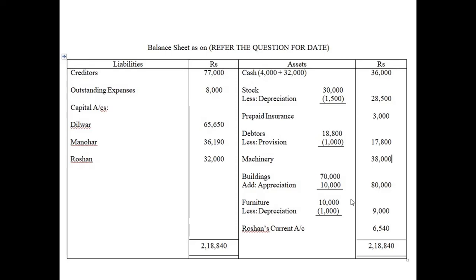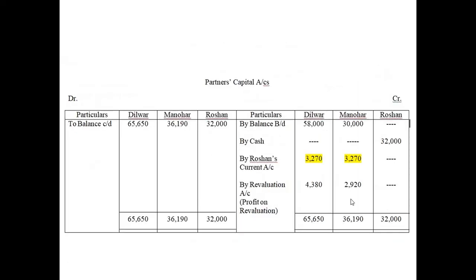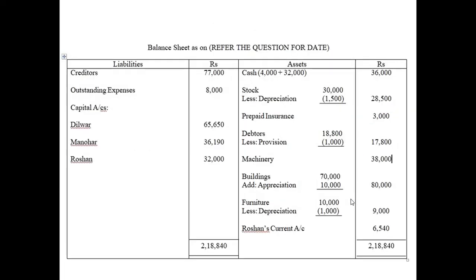Anyway, debtors are to be subtracted because we have a provision of 1,000. It will be 17,800. Machinery, there is no adjustment. We write the amount directly, 38,000. Buildings are to be appreciated by 10,000, so it will be 80,000. Furniture are depreciated by 1,000. It will be 9,000. And Roshan's current account will appear in the asset column because Roshan is unable to bring any share of goodwill. 6540.